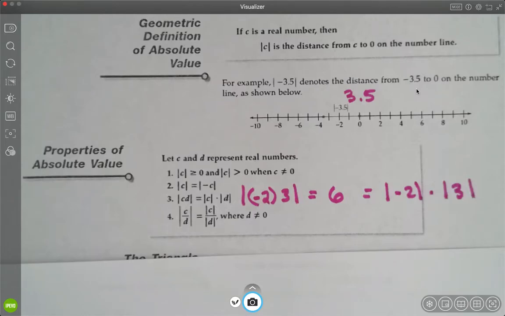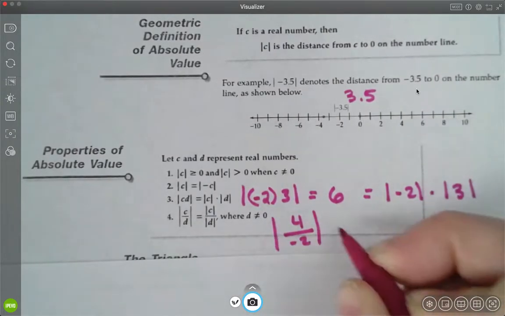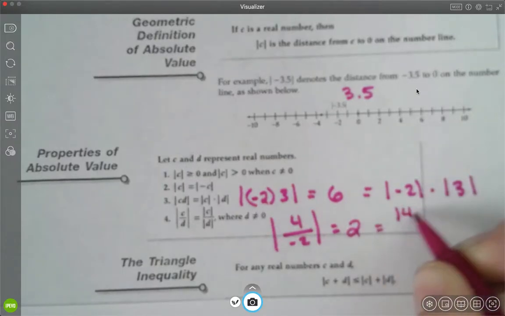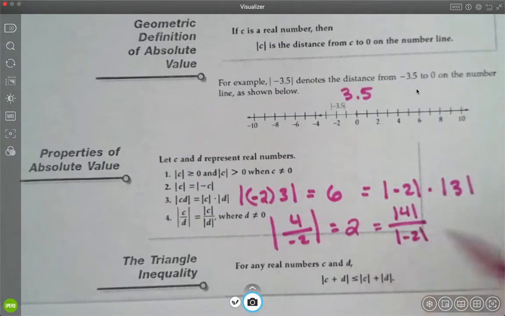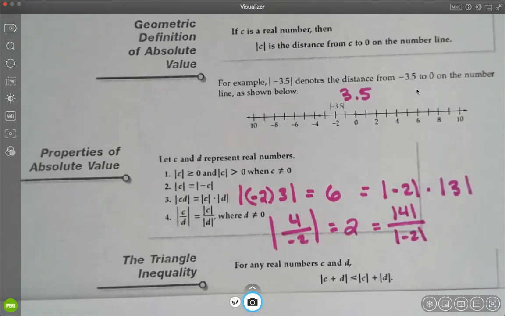Same thing with division. If I divide them, let's use like 4 divided by negative 2. The absolute value of that is 2, which is the same thing as the absolute value of 4 divided by the absolute value of negative 2. I could separate them out and it doesn't matter, right? Right. Okay? All of that good stuff, okay?